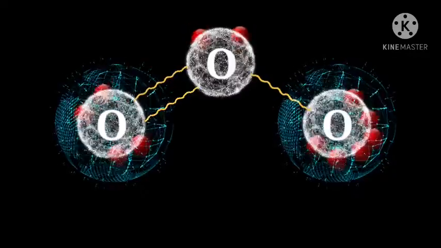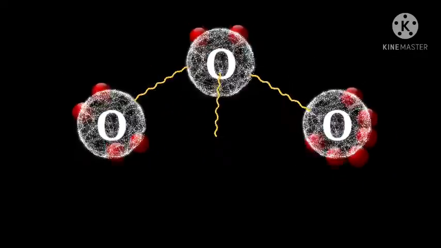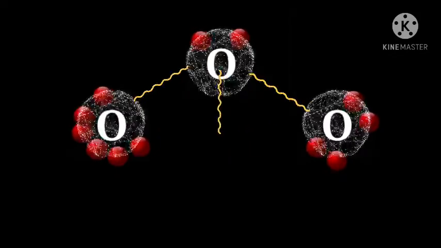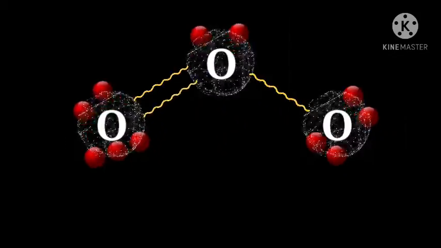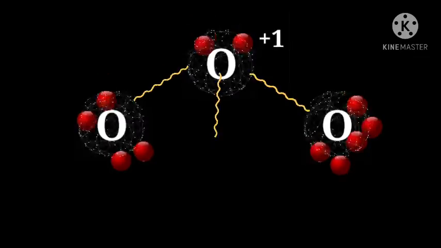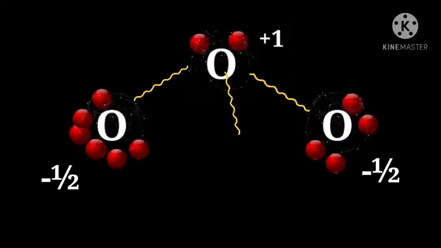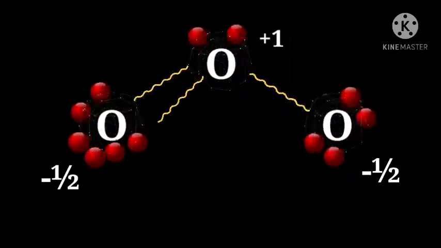Since ozone has a resonance structure, the electron density moves around the molecule continually. Therefore, the central atom would have a formal charge of +1 and the other atoms would have a formal charge of -½ each.